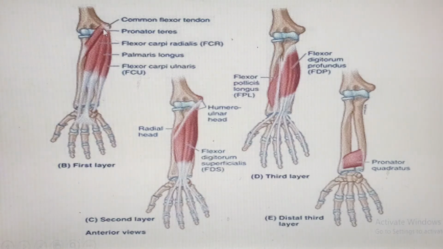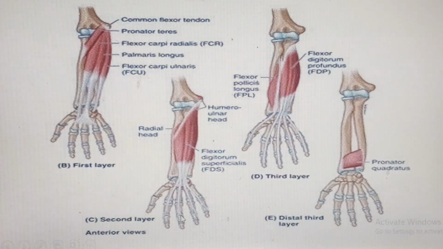Palmaris longus is also coming from the common flexor origin, but beyond the flexor retinaculum, it will give us the palmar aponeurosis. Then we also said we are going to have flexor carpi radialis, going to the base of the second metacarpal. And if I cut and reflect Palmaris longus, then deep to it I'm going to find flexor digitorum superficialis, having two heads: the humeral head coming from the common flexor origin on the medial epicondyle, and the radial head coming from the anterior oblique line of the radius. So that's flexor digitorum superficialis.